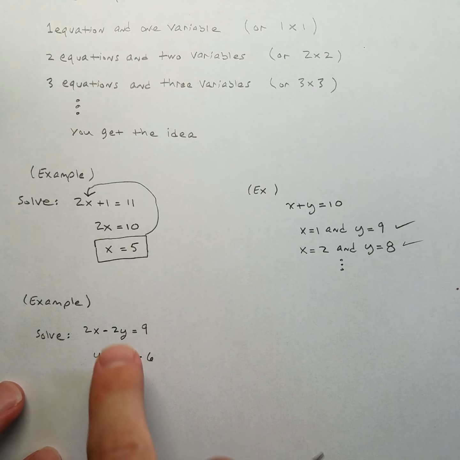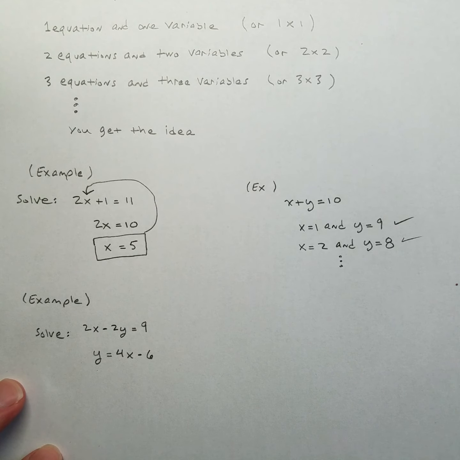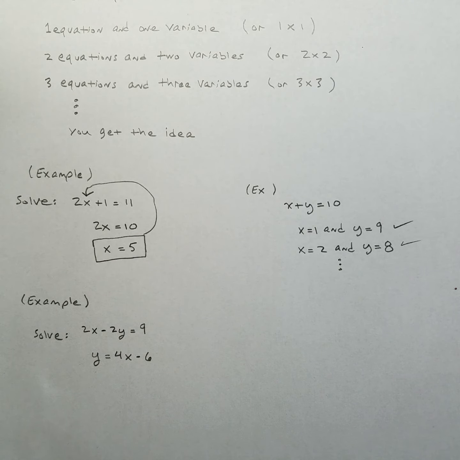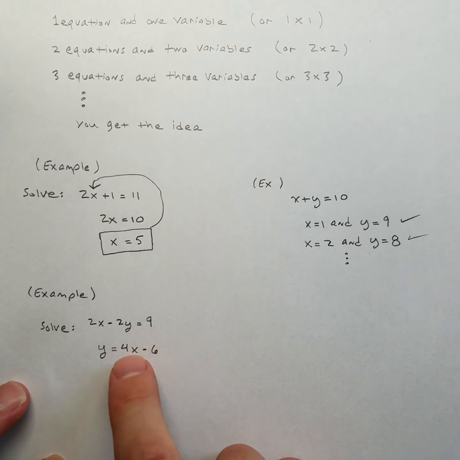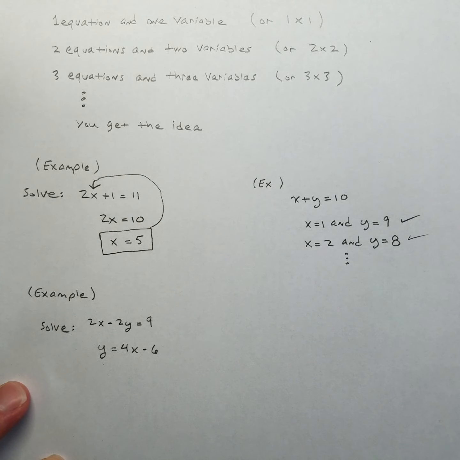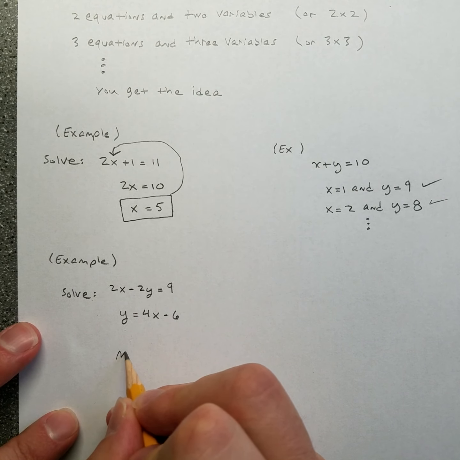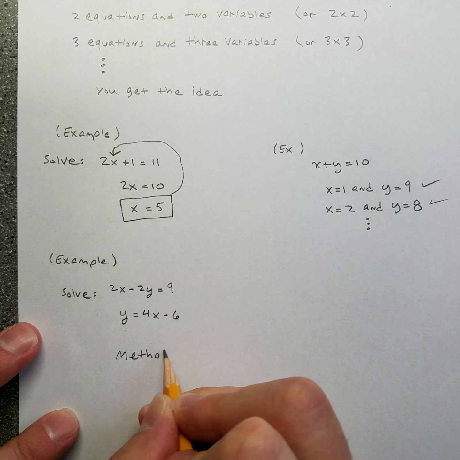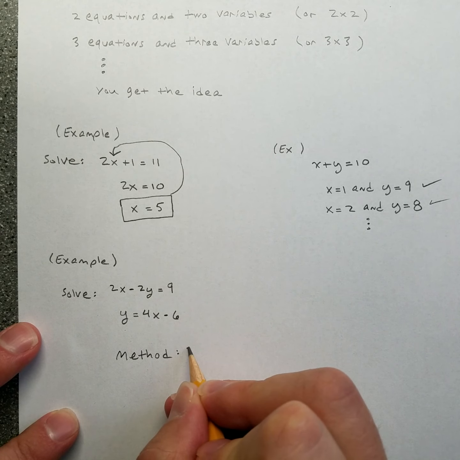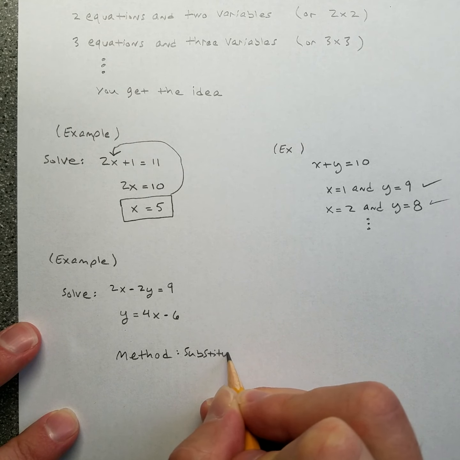Now, since this is two equations and two variables, we should be able to do that. The way that it's going to have to happen, though, is we're going to have to reduce this down to having one variable and one equation. Now there's many ways that you can do that. The first method that I'll show you for doing that is what you would see called substitution.